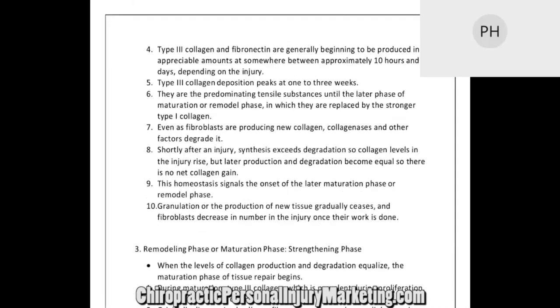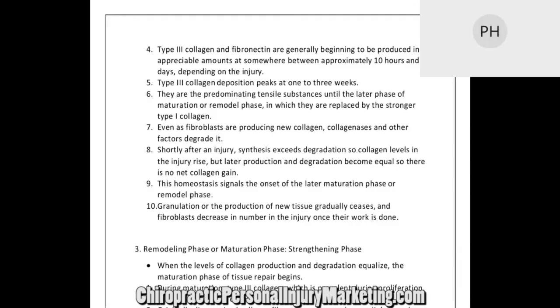Type 3 collagen and fibronectin are generally beginning to be produced in appreciable amounts somewhere between approximately 10 hours and 3 days, depending on the injury. Type 3 collagen deposition peaks in 1 to 3 weeks. They are the predominating tensile substances until the later phase of maturation or remodel phase, in which they are replaced by the stronger collagen.